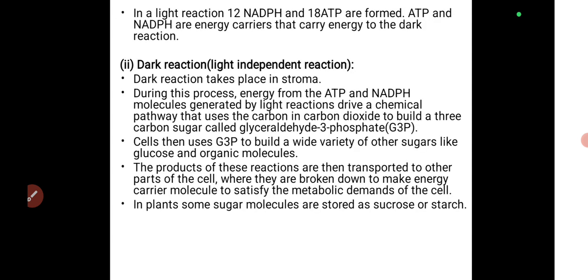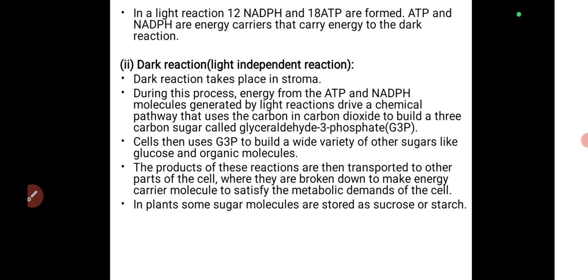So in a light reaction, 12 NADPH and 18 ATP are formed. ATP and NADPH are energy carriers that carry energy to the dark reaction. Keep in mind. So what is the dark reaction? It's actually the light independent reaction. The dark reaction takes place in the stroma.